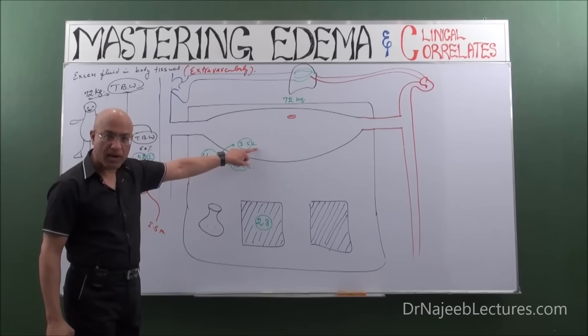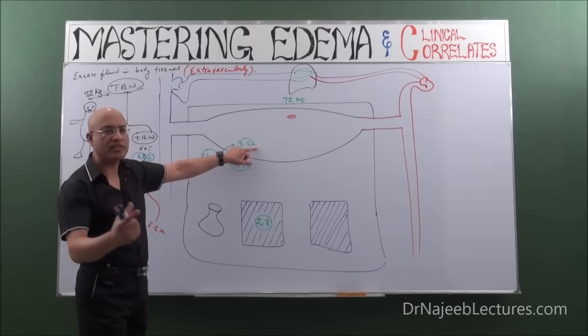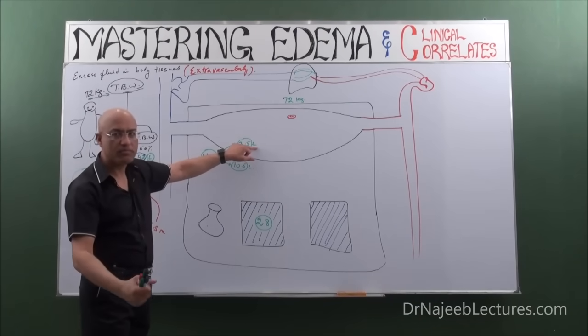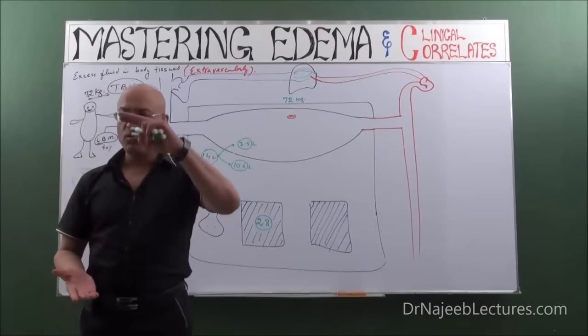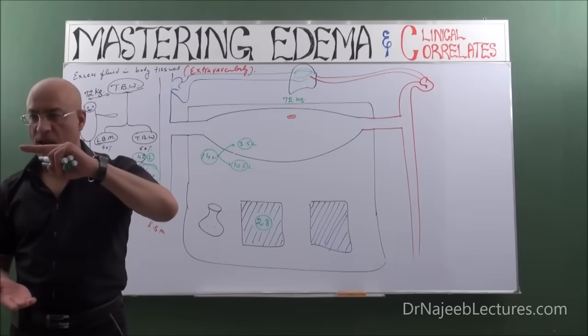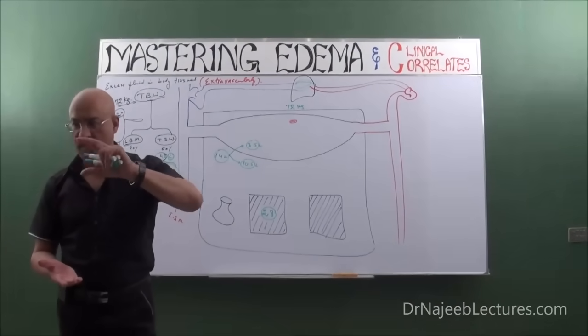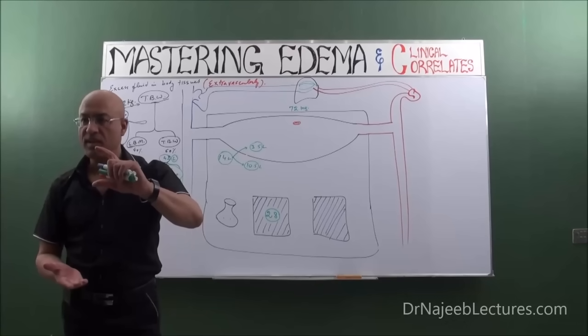So plasma is about 3.5 liters. Out of 5 liters of blood, 1.5 liters you can see is your cells. My friend, you are having 5 liters of blood, right? Out of that blood, approximately 1.5 liters is your cells.